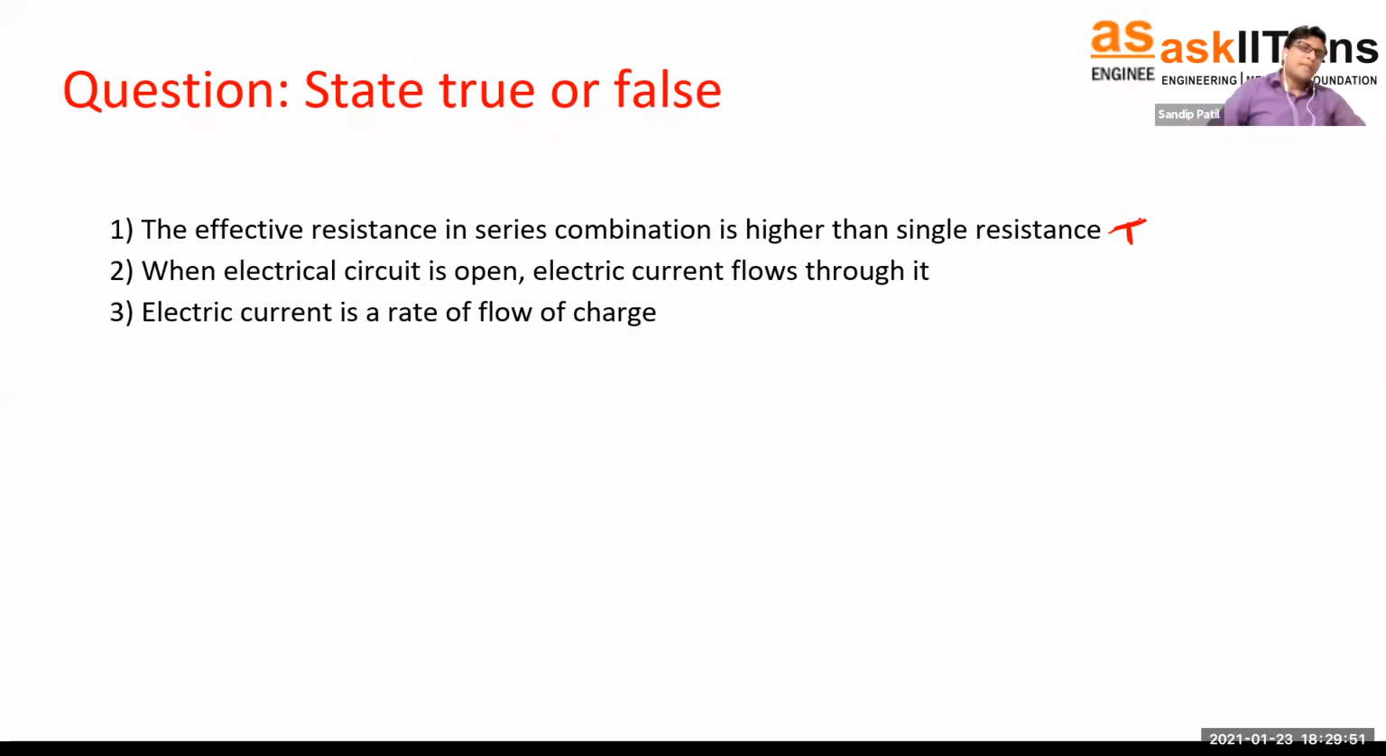Then, when the electric circuit is open, electric current flows through it. Is this right or wrong? If the button is off, off means the switch is open or the circuit is open. Remember this: if the circuit is open, the bulb will not glow. If the bulb is not glowing, we can say current will not flow. Then, electric current is the rate of flow of charge. Yes, this is our definition. Remember this definition, a very important definition.